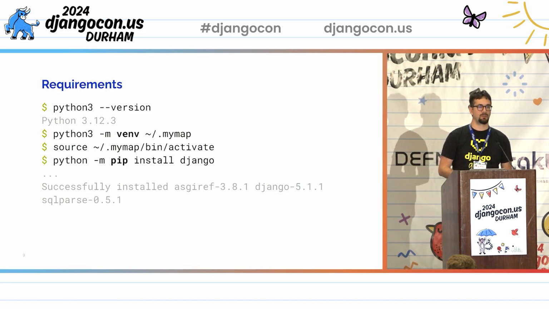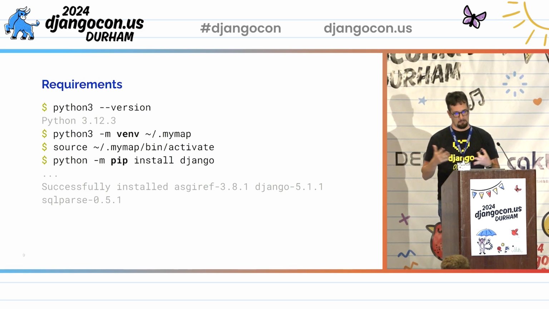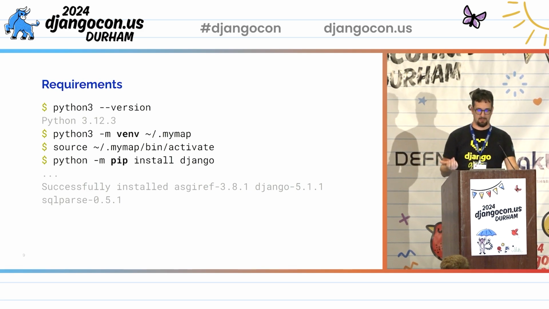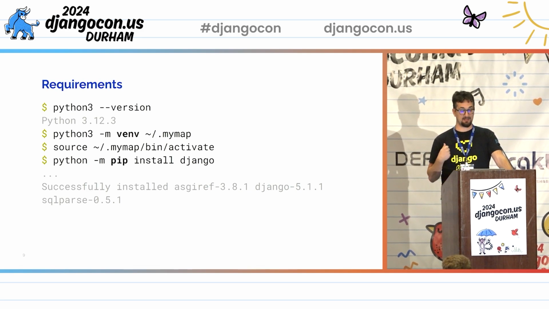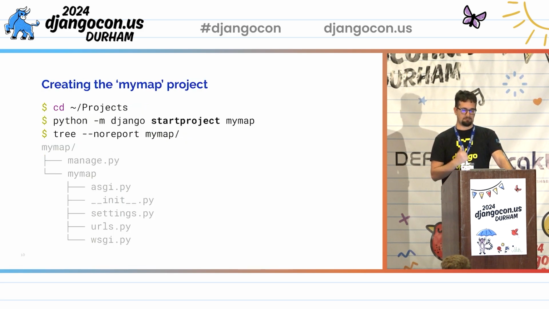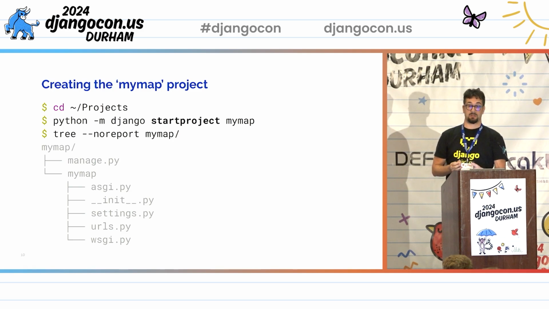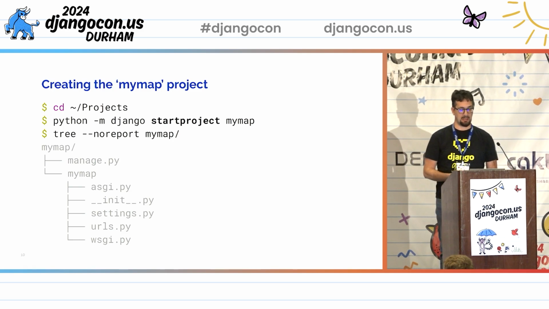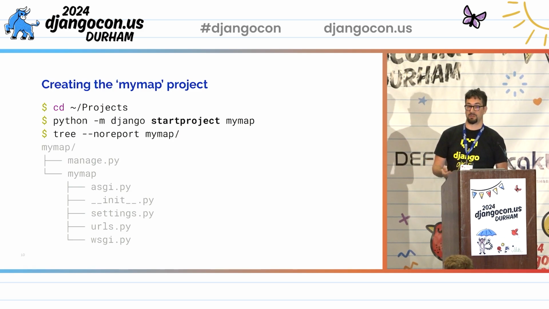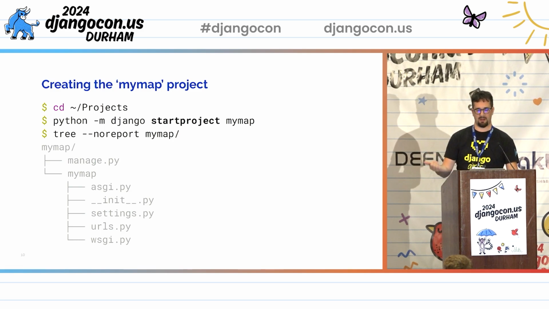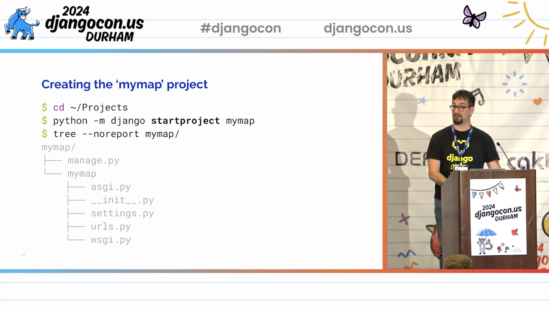So we can start from the requirements of our project. To create a Django project, we need a stable and supported Python version and a virtual environment where we can install the latest version of Django. As usual, to start creating the project, I switch to my project directory and use the startproject Django command, and the basic files of our project will be created for us.